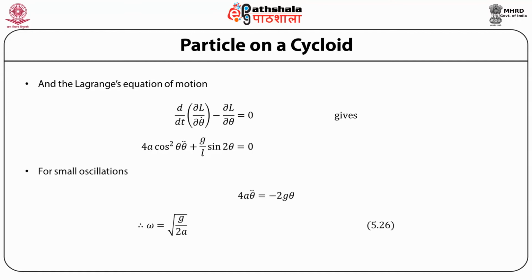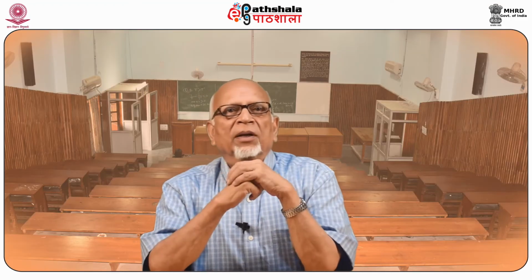Now for small oscillations, cos θ is 1 and sin θ is θ. So this equation in that limit reduces to a very simple equation, 2a θ double dot equal to minus 2g times θ, which is the equation of a harmonic oscillator with frequency ω equal to the square root of g by 2a. So students, let us summarize what we have learned in this module.